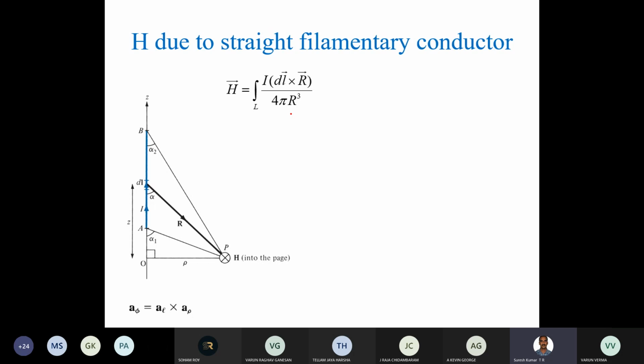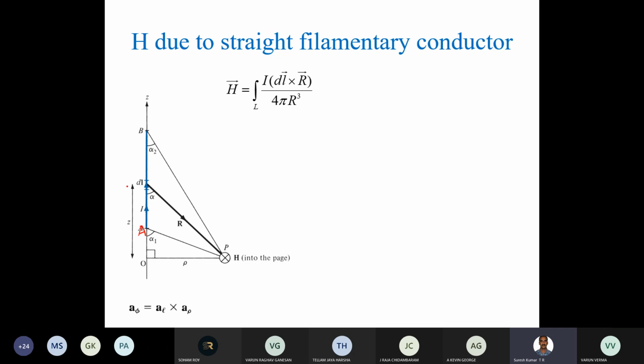Now let us calculate. It should take a maximum of 3 minutes to complete this problem. Let us calculate the magnetic field due to a straight filamentary conductor. I don't want to draw, so I'm using the picture available in the textbook. This blue segment is a wire carrying the current.